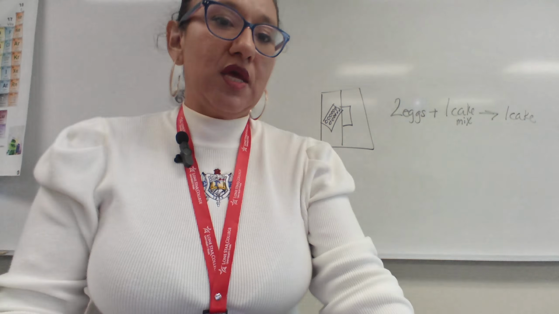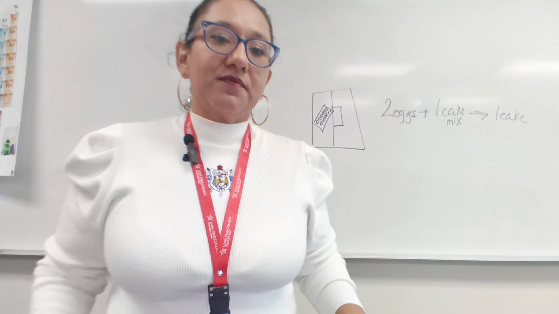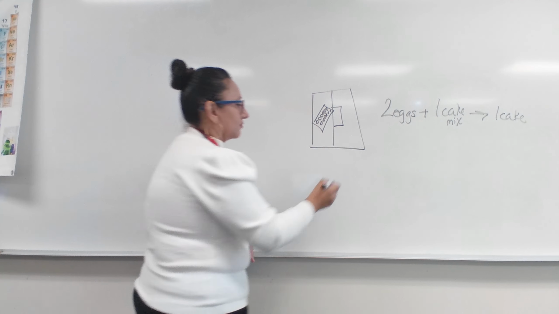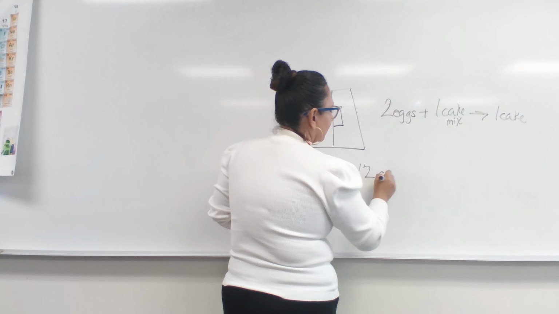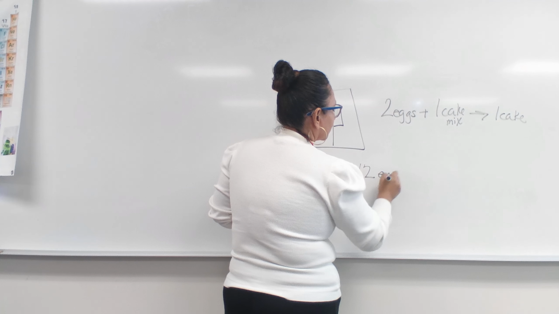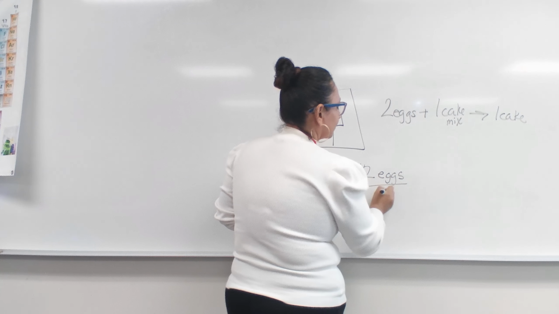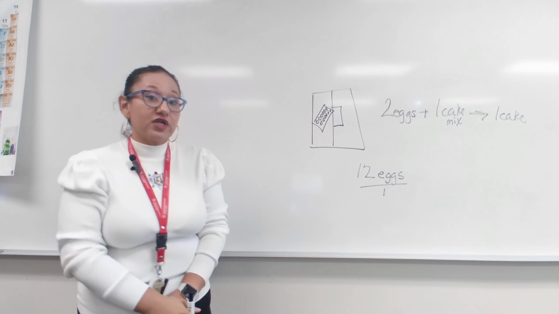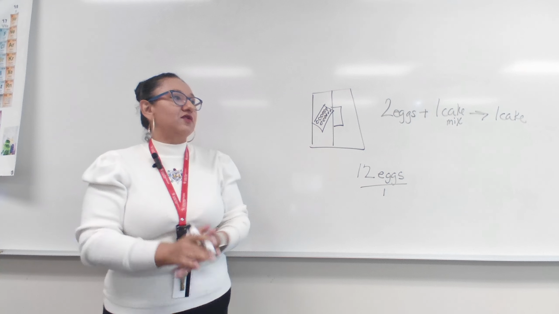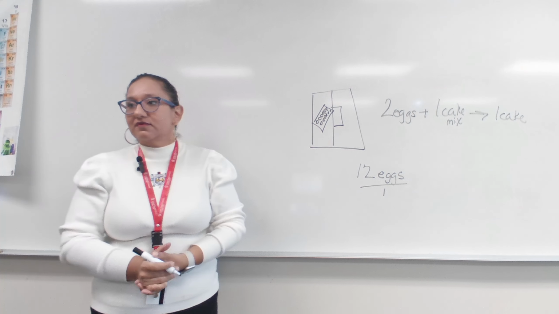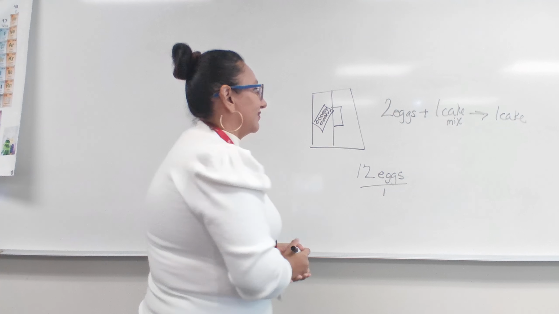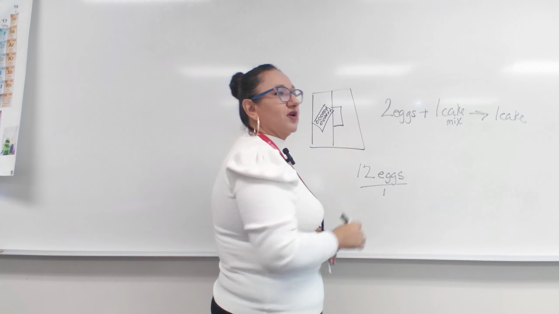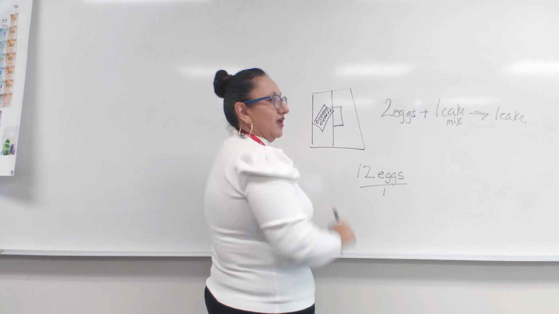Alrighty, you have 12 eggs. How many cakes can you make with 12 eggs? According to this recipe, how many cakes can you make with a dozen eggs? You can make 6 cakes. You need 2 eggs for a cake, and you have 12 eggs.